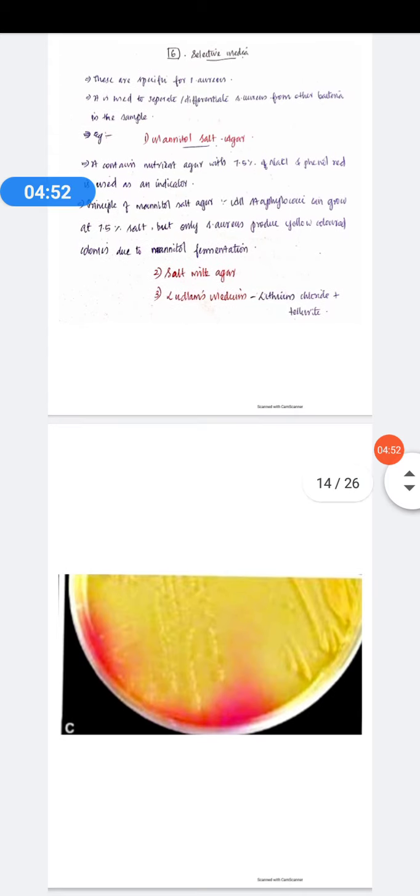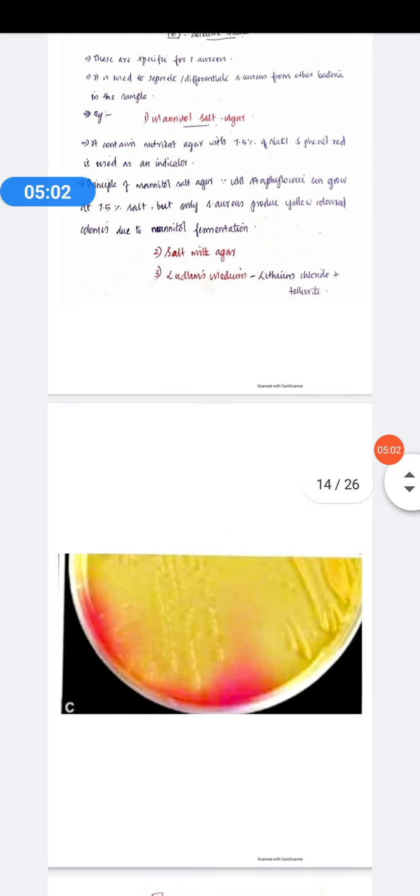The principle of mannitol salt agar is all staphylococci can grow at 7.5% of salt, but only Staph aureus can produce yellow colored colonies due to mannitol fermentation. So we can say Staph aureus also shows mannitol fermentation. So it produces yellow colored colonies in mannitol salt agar. The peculiarity in mannitol salt agar is that the percentage of salt used is 7.5 percent.